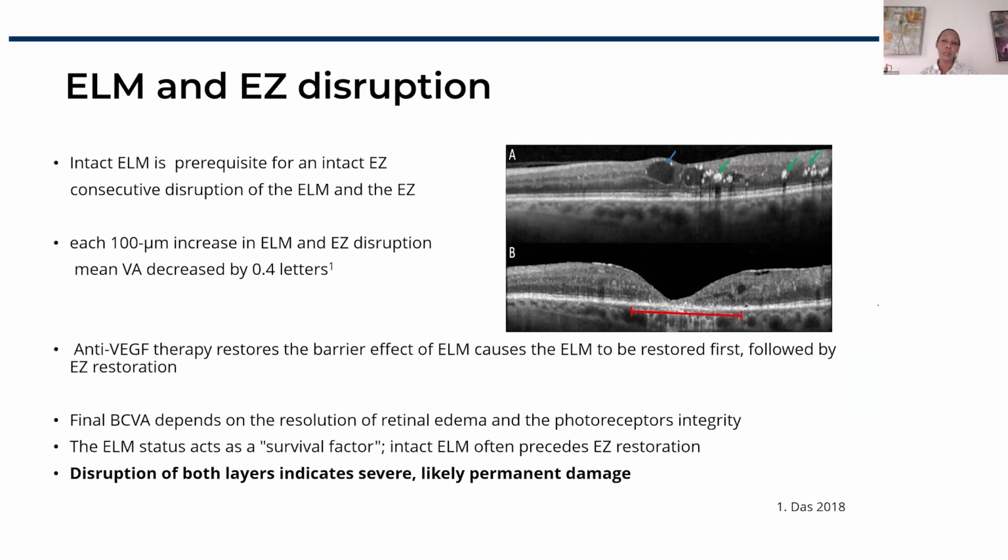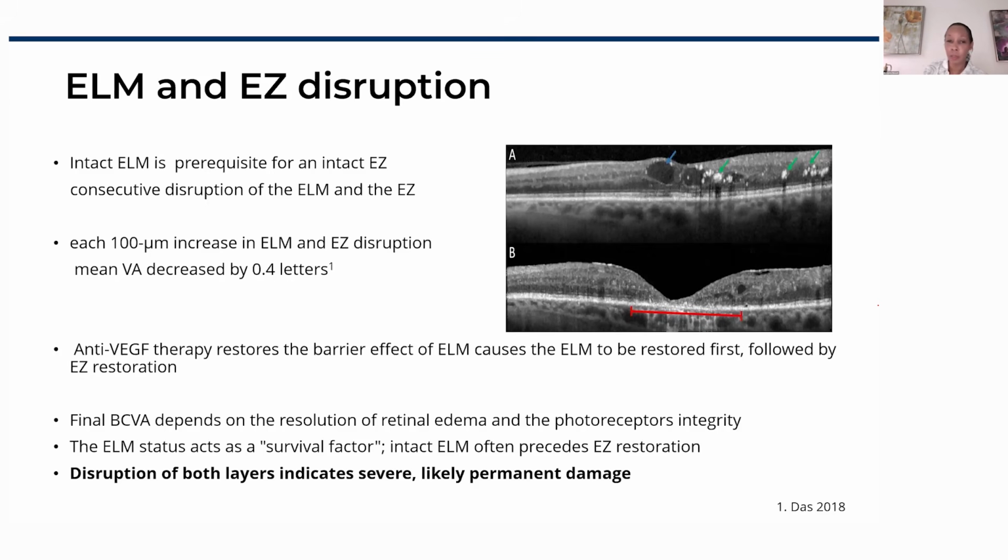There's a correlation between the ellipsoid zone and the external limiting membrane. Usually if you have an intact external limiting membrane, you're going to have an intact ellipsoid zone. However, if you have disruption of the external limiting membrane, you're probably going to have disruption of your ellipsoid zone. One study showed that with each 100 micrometer increase in disruption of the ellipsoid zone and the external limiting membrane, you have a reduction of visual acuity of about 0.4 letters, which may not be a lot, but at least it gives us an idea of quantitating the visual severity with external limiting membrane and ellipsoid zone disruption.